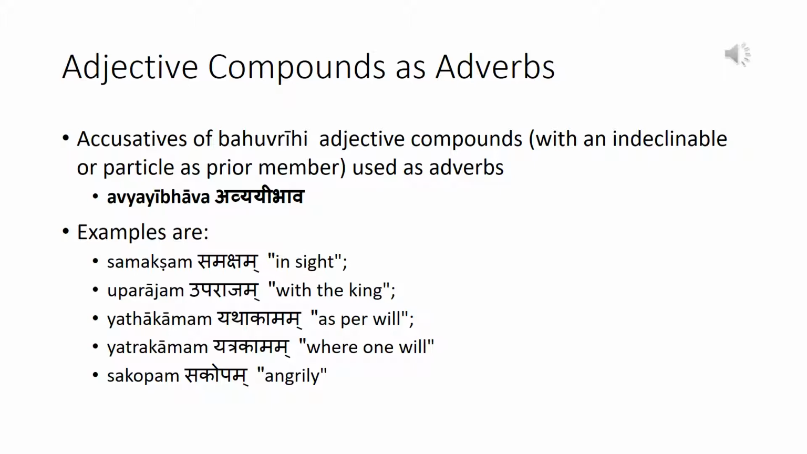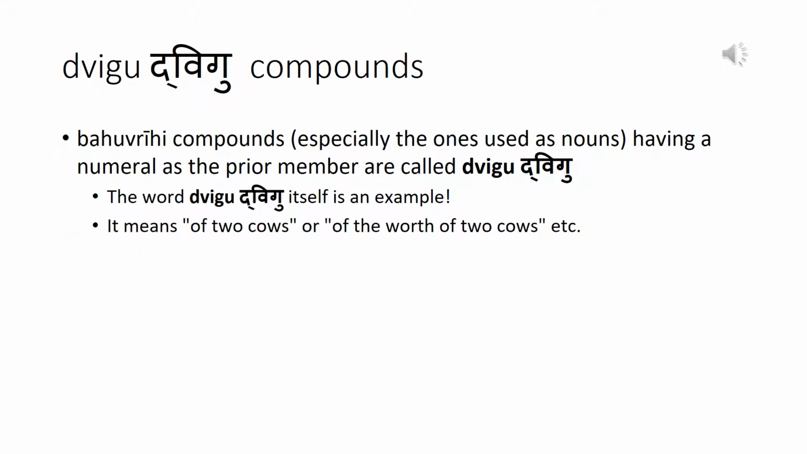Adverbially used accusative cases of Bahuvrihi adjective compounds, which have an indeclinable or a particle as prior member, are called avyayi bhava by Sanskrit grammarians. Bahuvrihi compounds having a numeral as the prior member are called dvigu by Sanskrit grammarians.